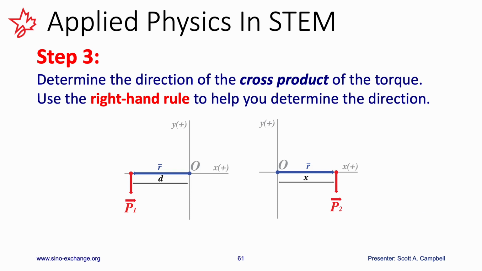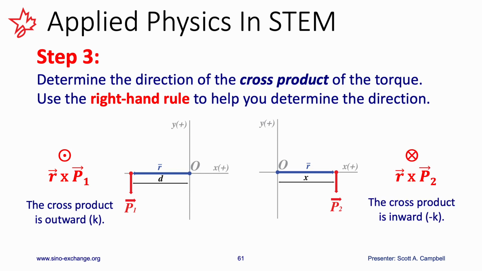Next, we'll need to determine the cross products. And if you teach physics, you might be aware of the right-hand rule. But essentially, P1 will have an outward cross product, whereas P2 will have an inward cross product. And these are notated using the symbols and variable notations that are shown on the screen.